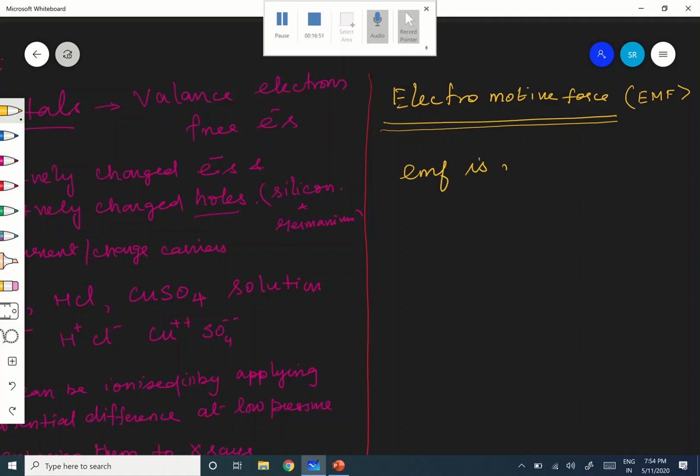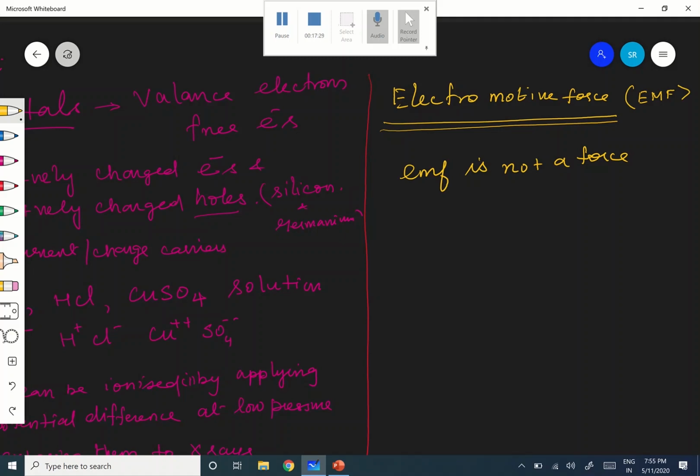But actually speaking, EMF is not a force. It is called a force because it compels the charge carriers to move in a particular direction. It pushes the charge carriers. If the electrons are free to move, it pushes all the electrons to move from lower potential to higher potential. If the positively charged ions are free to move, then it pushes the positive charges from higher potential to lower potential. Are you following?